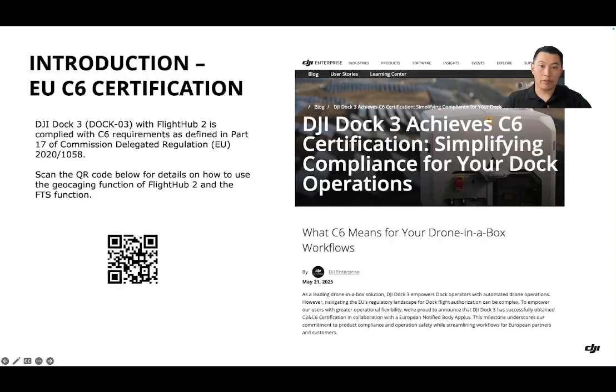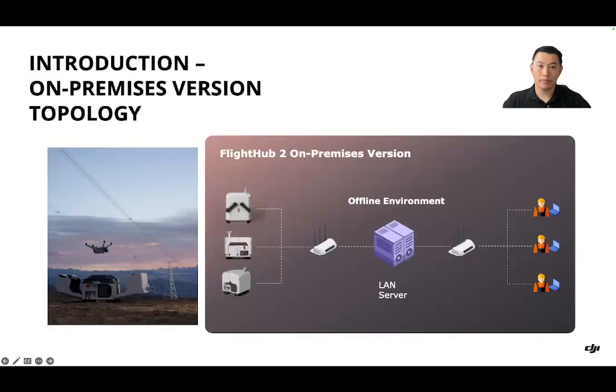The Dock 3 with FlightHub 2 complies with the C6 requirements. Feel free to scan the QR code for additional details on how to use the geocaching function of FlightHub 2 as well as the FTS function. FlightHub 2 offers a public cloud-based option as well as an on-premises version, which is noted here. The on-premises version is self-hosted and can be deployed on a private cloud, ideal for companies needing high security or full data ownership, offline capabilities, or custom integration.